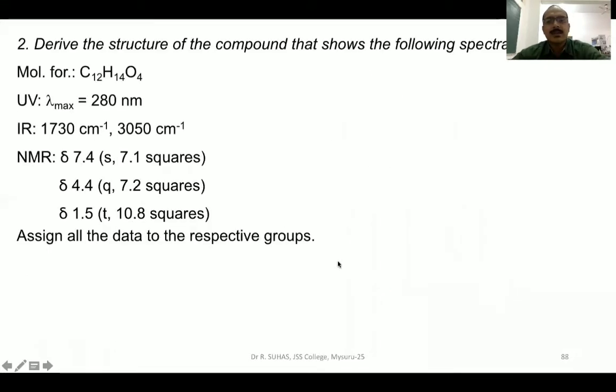We will move to the next problem. Derive the structure of the compound that shows the following spectral data.